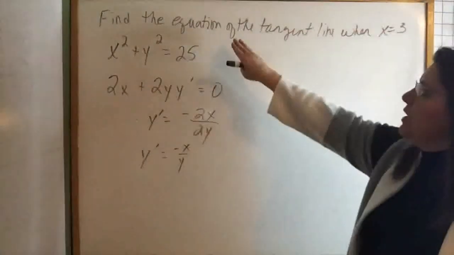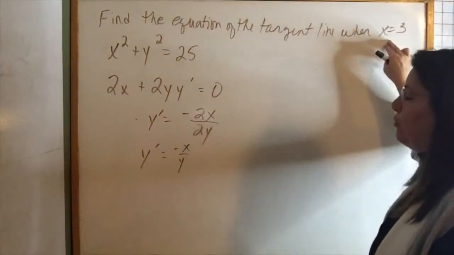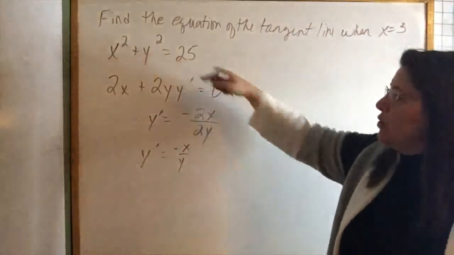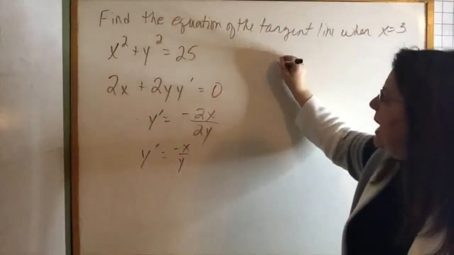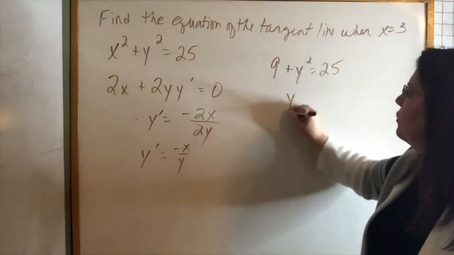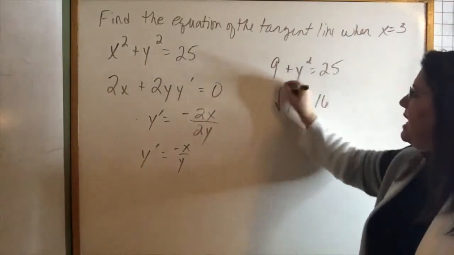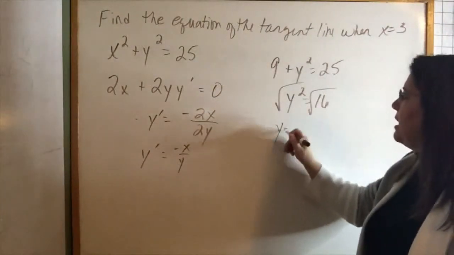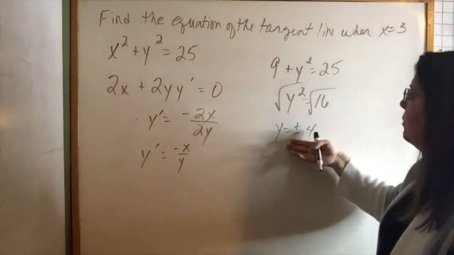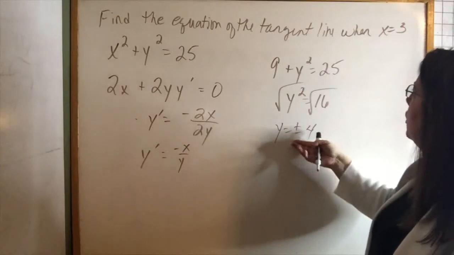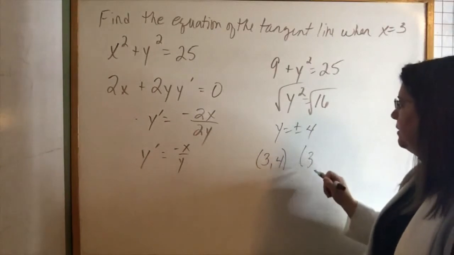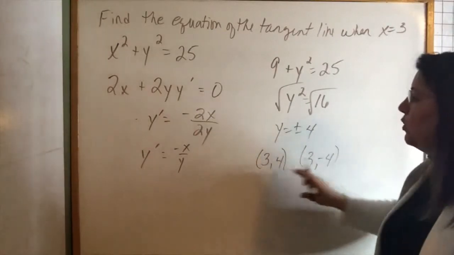So if they're asking us for the equation of the tangent line when x equals 3, what I need to do is plug 3 into my original equation for x. So I would have 9 plus y squared equals 25. So y squared equals 16. If I take the square root of both sides, I have y equals plus and minus 4. So I'm going to end up with two answers. So when x is 3, I could have 4, or I could have negative 4. So I've got two ordered pairs.